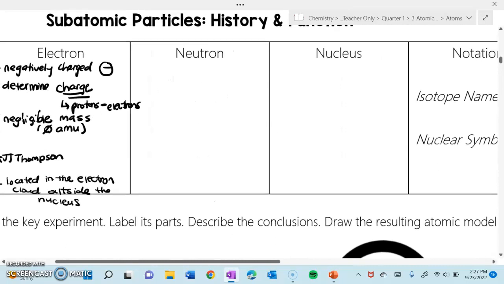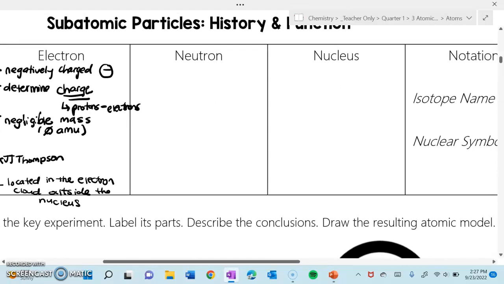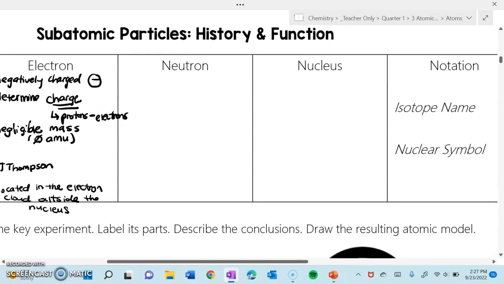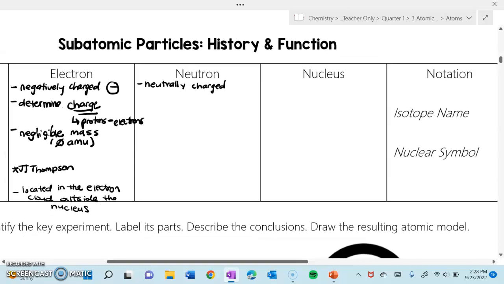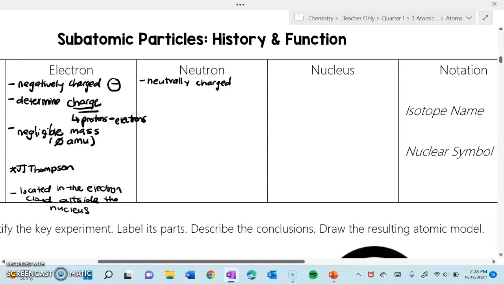Now, the neutron was the hardest particle to be discovered because it is neutrally charged. And a lot of the tests that they did back in the day had to do with magnetism. And so something's neutrally charged, that's really hard to figure out if it exists because there's going to be no pull from it. The neutron determines both the mass and stability of an atom.